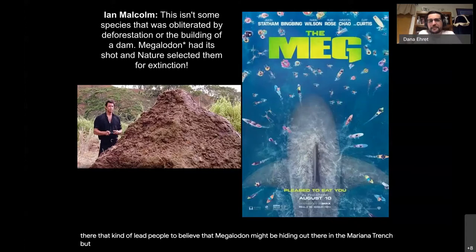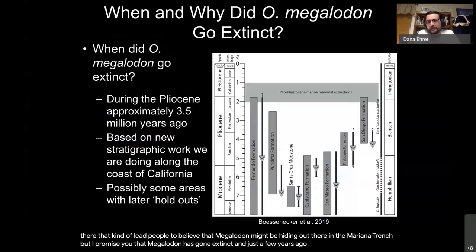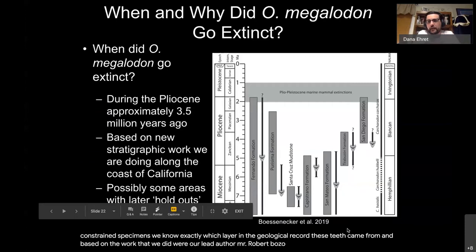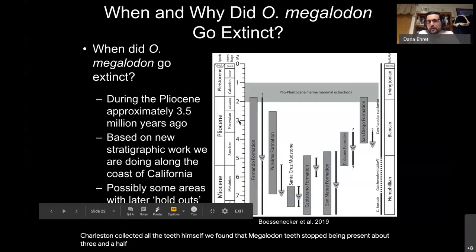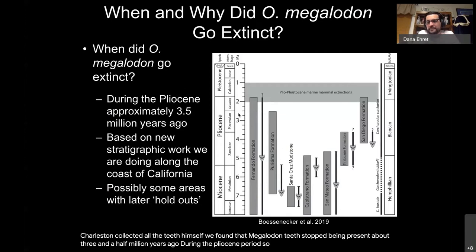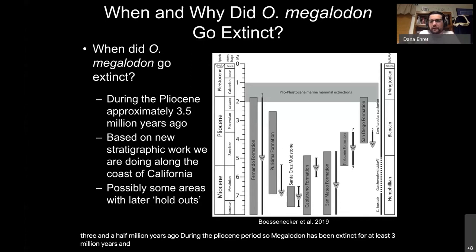And just a few years ago, some colleagues and I published a paper in 2019 on the extinction of Megalodon. And to do that, we examined the occurrence of Megalodon teeth in the fossil record, especially along the coast of California. And we had very well-constrained specimens. We know exactly which layer in the geological record these teeth came from. And based on the work that we did, where our lead author, Mr. Robert Bosenecker from the College of Charleston, collected all the teeth himself, we found that Megalodon teeth stopped being present about 3.5 million years ago during the Pliocene period. So Megalodon has been extinct for at least 3 million years, and unfortunately, there are no more Megalodons out there.